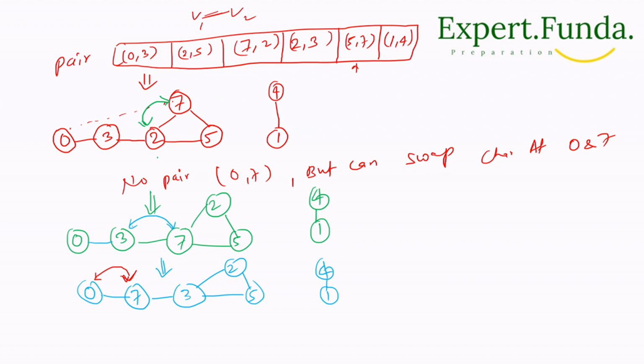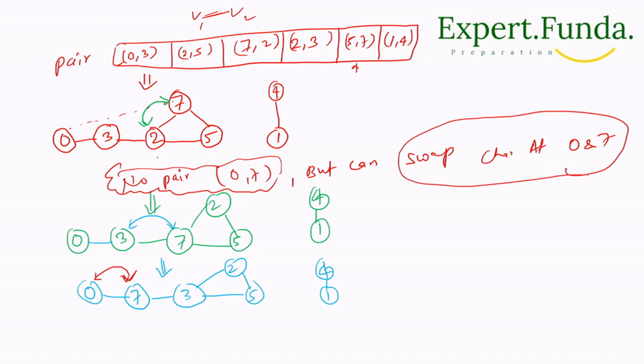So we don't have a pair for 0 and 7, but we can swap the characters at 0 and 7 like this. Now this demonstrates how we can swap any pair of vertices present in the same connected component. Thus we can rearrange the characters in such a way that any character is at any index within the connected component, right?